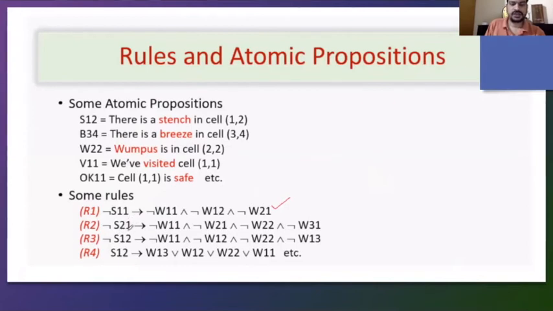2-1 is a position, there is no stench. If there is no stench in 2-1, it means that there is no Wumpus in the adjacent ones. So what is adjacent? Adjacent is 1-1, there is no Wumpus. 2-1, there is no Wumpus. 2-2, there is no Wumpus. And 3-1, there is no Wumpus. So that is the conclusion of 2-1 if in 2-1 there is no stench.